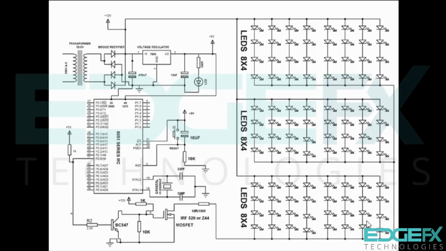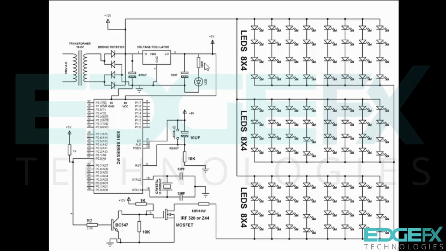This is the circuit diagram of a beacon flasher using an 8051 microcontroller. Here we have the 8051 microcontroller with standard circuits. This is the reset circuit and the crystal circuit. This is the power supply circuit.